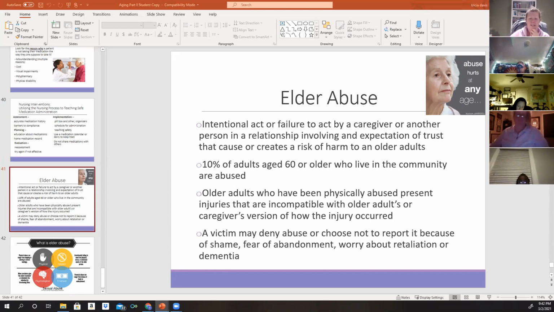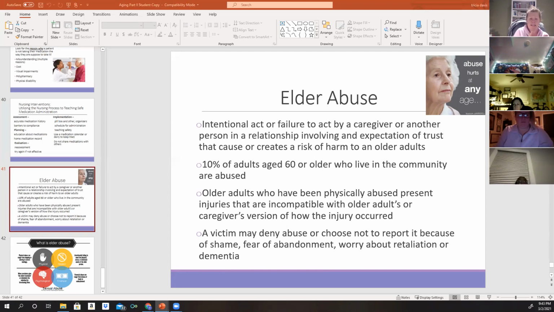Older adults who have been physically abused present with injuries that are incompatible with the older adult's or caregiver's version of how they occurred. So if your patient comes in and they have a huge knot on their eye and they're in the emergency room, and I say, Mrs. Jones, what happened to your eye? And the son says, oh, she had a fall at home. And then you get upstairs later, and the new nurse has her and says, oh, Mrs. Jones, what happened to your eye? Well, my son pushed me down the steps.